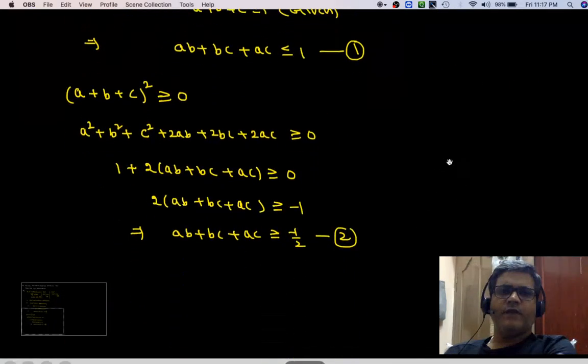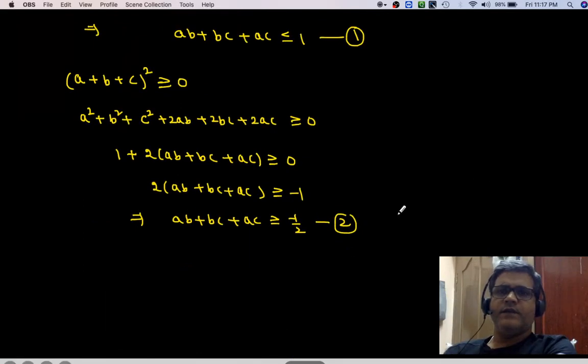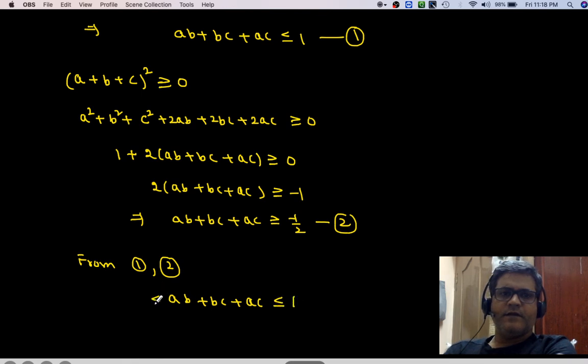So from 1 and 2 you will get the required inequality. From 1 and 2 you can write ab plus bc plus ac is less than or equal to 1 and greater than or equal to minus 1 by 2. This is the proof.